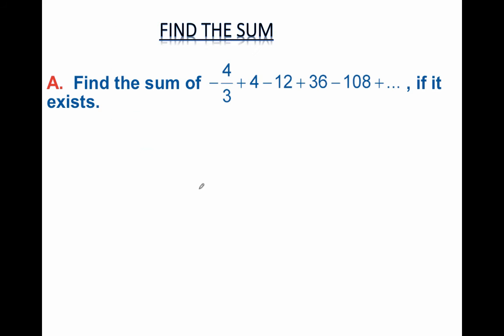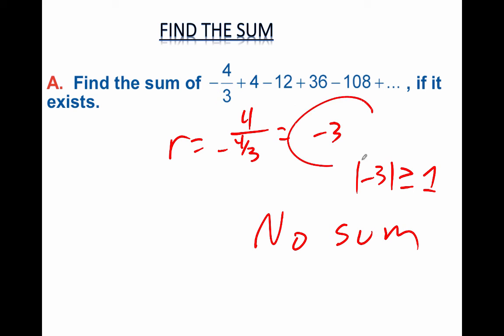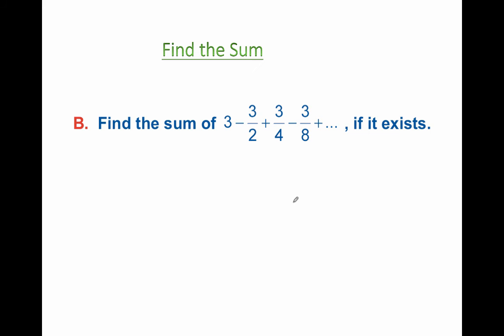So these are specific. If I'm going to take this one here, if I find the r, 4 divided by negative 4 over 3, that gives me negative 3. And the absolute value of that is greater than or equal to 1. So this is no sum. Okay, so you're focusing on this number. So we look at this one. Negative 3 over 2 divided by 3 is going to be negative 1/2. This is good.